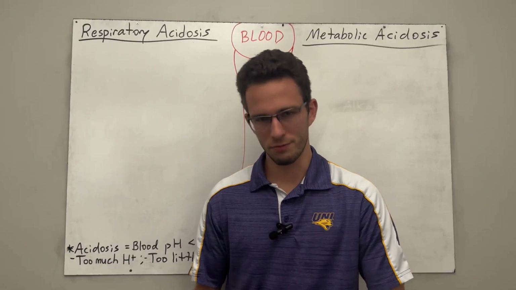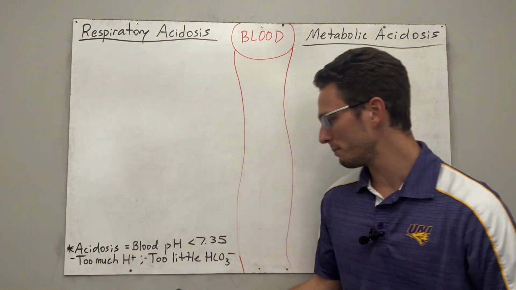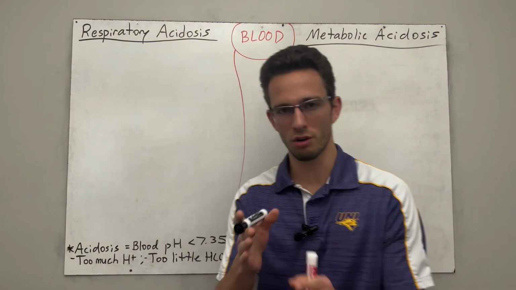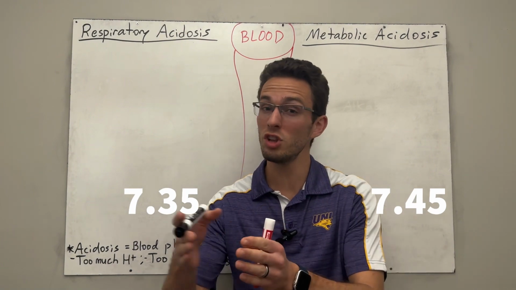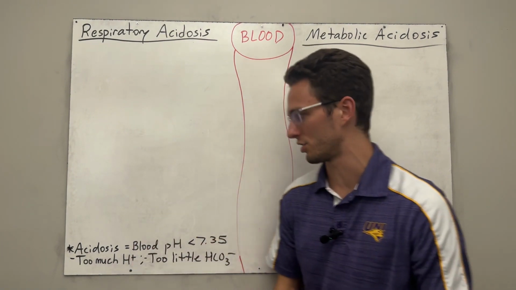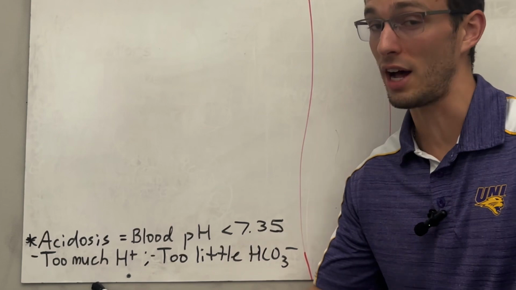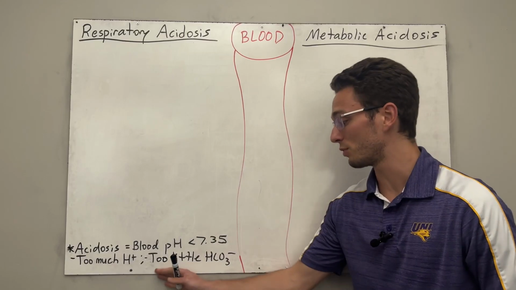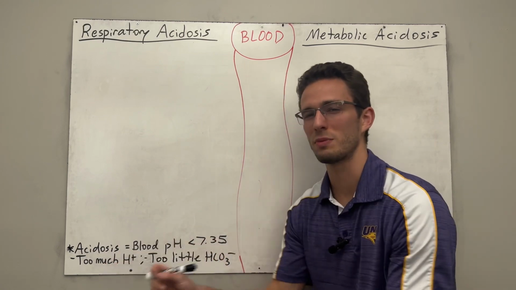So let's get rolling. First off, acidosis. This means that our blood pH is below 7.35. So remember, blood pH needs to go from 7.35 to 7.45. And if we're too low, that means one of two things. We have too many hydrogen ions in our blood, or we have too little bicarbonate, because if we have too little bicarbonate, we're not going to be sweeping out as many hydrogen ions.